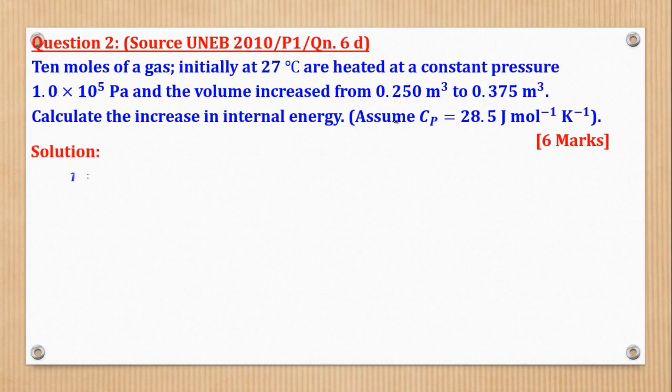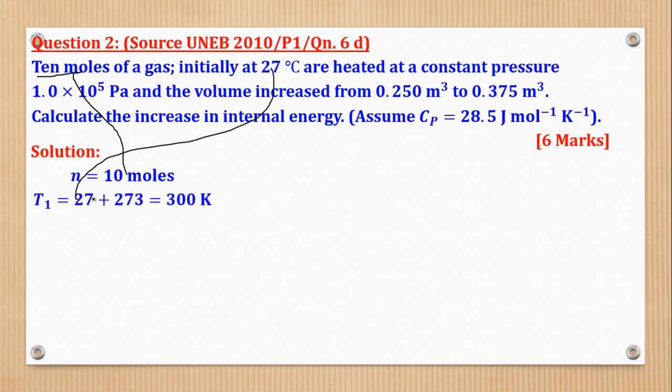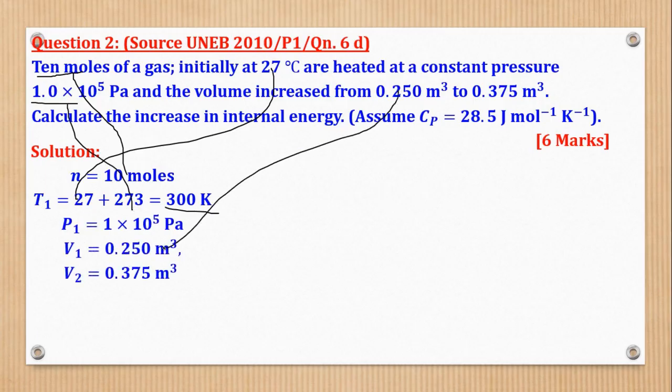Okay. So we shall first interpret the question. Number of moles are 10. Then the temperature initially was 27 degrees Celsius, convert to Kelvin. Then the pressure is here. And volume, initial volume is that, final volume is that.